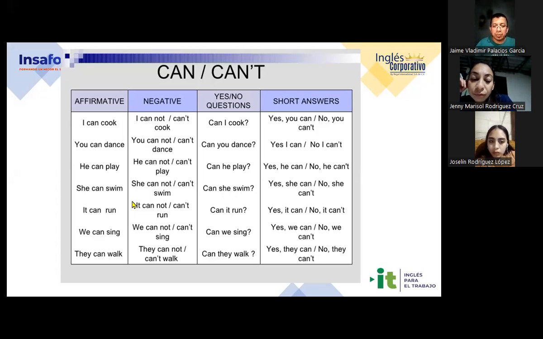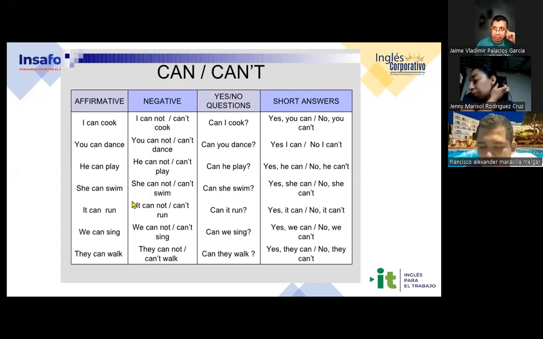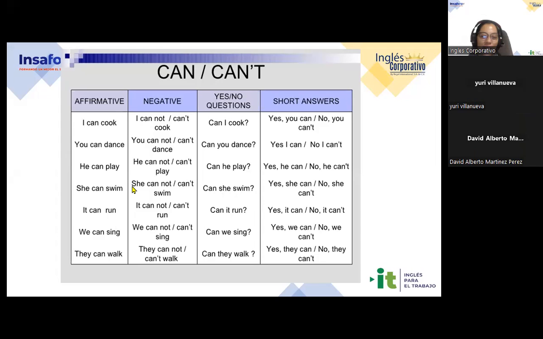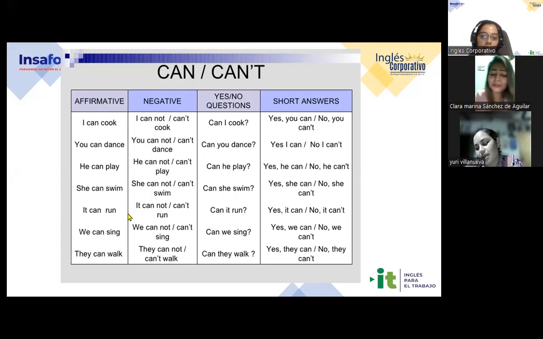Can you work all day? No. ¿A quién le pregunto? Tiene que elegir a uno de sus compañeros. Elija a uno de sus compañeros. Clara. Y le pregunta. Ok, Clara, Judy le va a preguntar y usted responde. Clara, can you work all day?